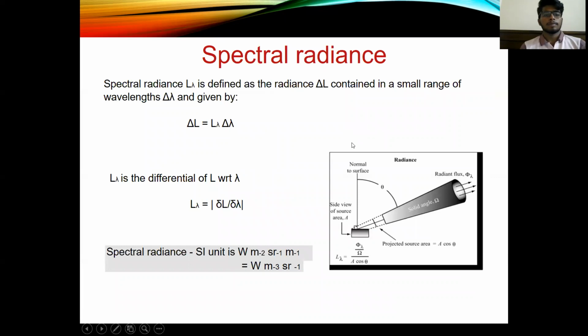Spectral radiance. Spectral radiance L lambda is defined as the radiance delta L contained in a small range of wavelengths delta lambda, and given by delta L equals L lambda delta lambda. L lambda is the differential of L with respect to lambda. Spectral radiance SI units is watt per meter cubed per steradian.